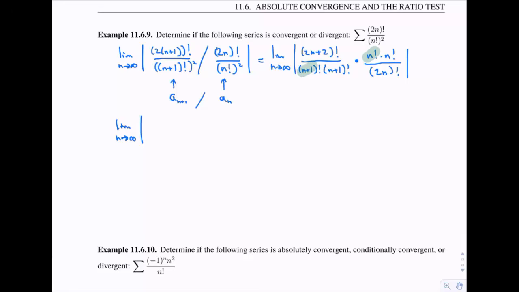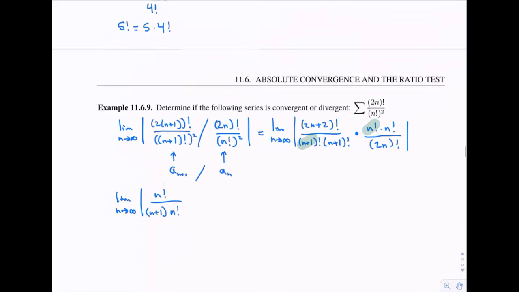I'm going to first look at this n factorial divided by (n plus 1) factorial. But instead of (n plus 1) factorial, let me expand this out. This is n plus 1 times n times n minus 1, all the way down to 3 times 2 times 1. Now this part right here is the same as n factorial. This is n times n minus 1, all the way down to 3 times 2 times 1. That's n factorial. So instead of (n plus 1) factorial, I can write it as n plus 1 times n factorial.